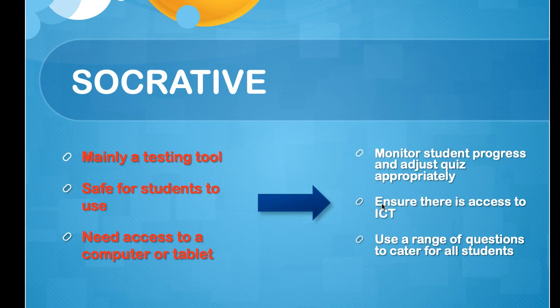So when it comes to implementing this into the classroom, there needs to be consideration for why. Socrative is mainly a testing tool. It's great for that, but learning also needs to take place on another platform. This cannot solely be used for learning. The tool is so safe, it's easy to use, there just needs to be access for each student to participate in the quizzes. This just means that the teacher needs to monitor student progress, adjust quizzes appropriately so that it caters for all students and all their modes, through all modes of questioning to cater for different types of learning. And teachers also need to ensure that there's access for each student to get onto this software.